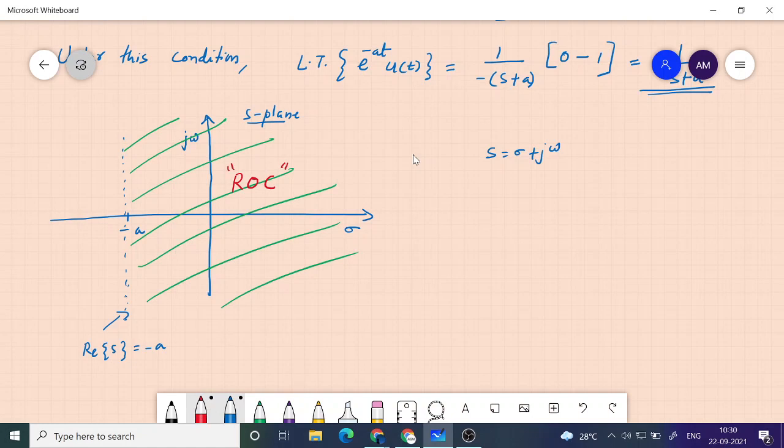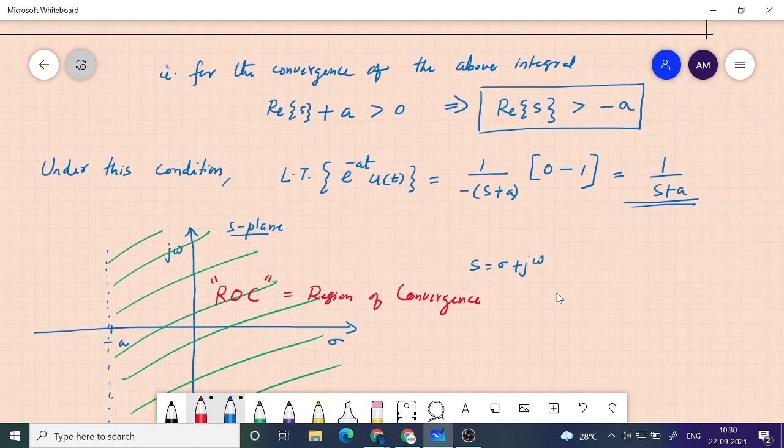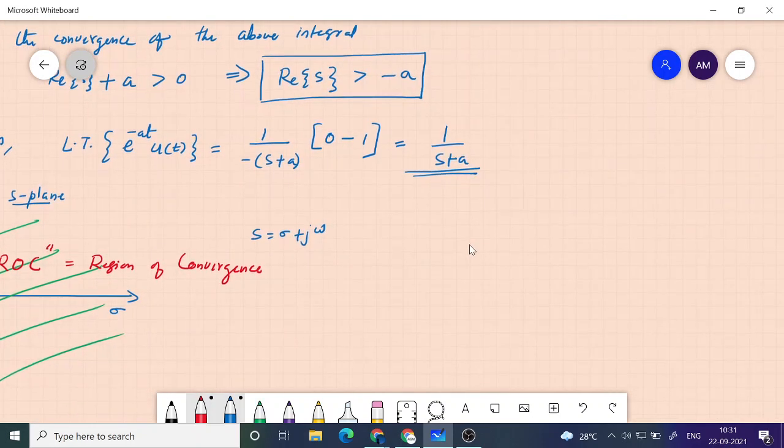ROC stands for region of convergence. Whenever we evaluate the Laplace transform, we should say along with the result under what region of convergence this result is valid. So in this case we will say ROC is real part of s greater than minus a. That is how you have to say.